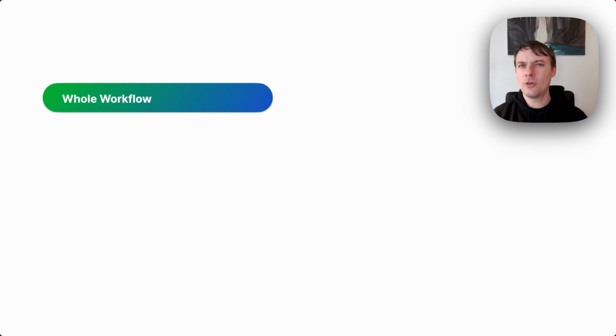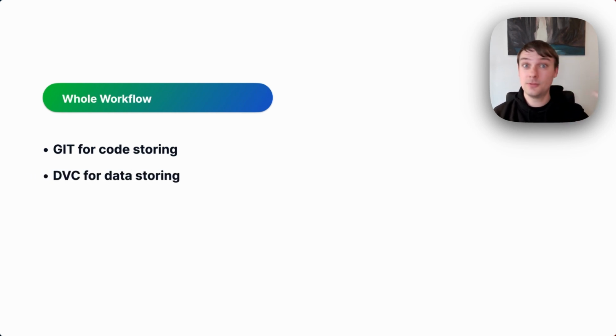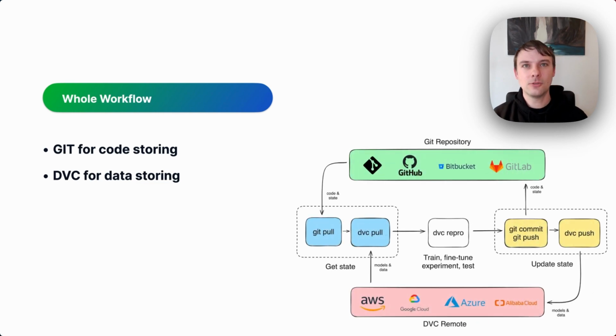Now let's see how the whole workflow looks in the end. So Git is used for our code storage, and DVC is used for storing the data for training our models. Now the whole workflow basically looks like this. We perform a Git pull, we perform a DVC pull, and the data for training our models gets pulled from AWS, Google Cloud, or any provider that we are using for data storage.